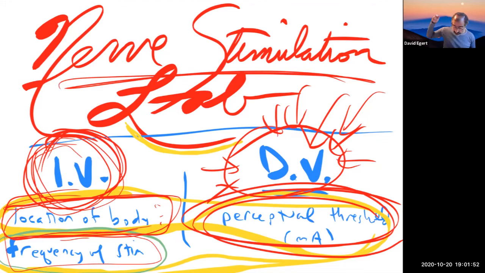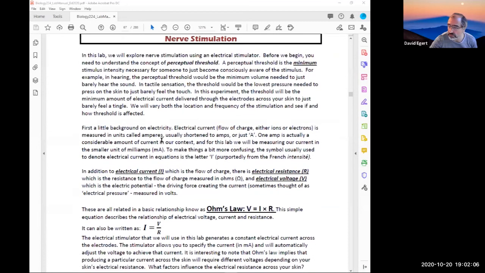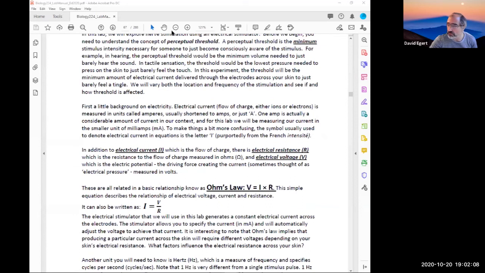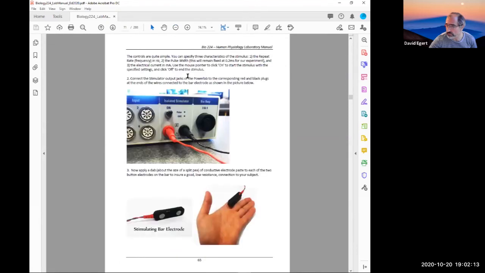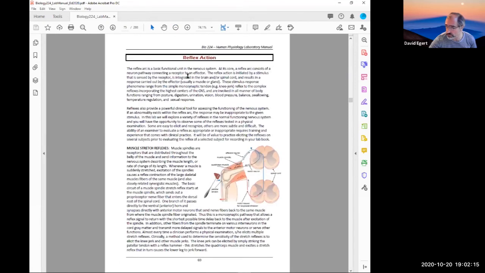So, nerve stimulation lab. Reflex action. What was the independent and dependent variable for the reflex action lab?